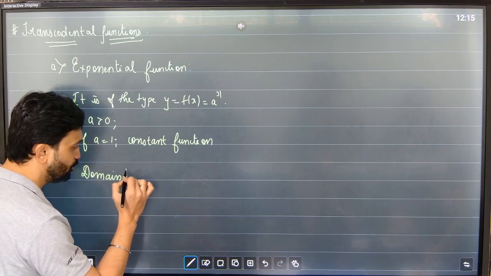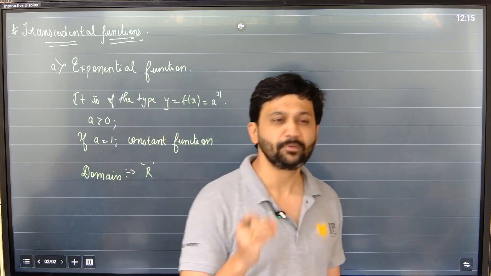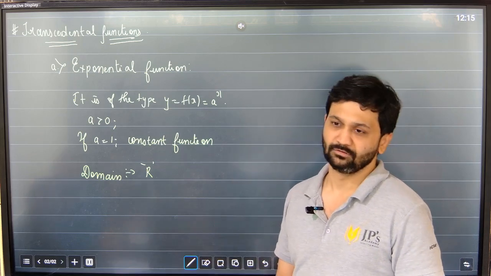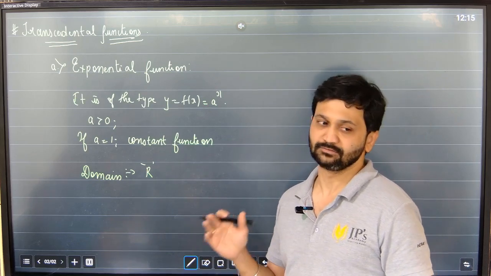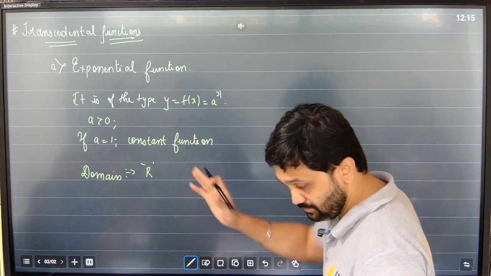Domain is going to be all real numbers. तुम x का कोई भी वैल्यू ले लो, आई रिपीट अगेन, तुम x का कोई भी वैल्यू लो, तुम्हें आंसर आएगा. सो x का वैल्यू मतलब डोमेन फॉर एन एक्सपोनेंशियल फंक्शन. अगेन ट्राई टू अंडरस्टैंड दिस.